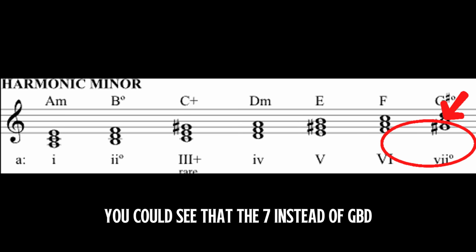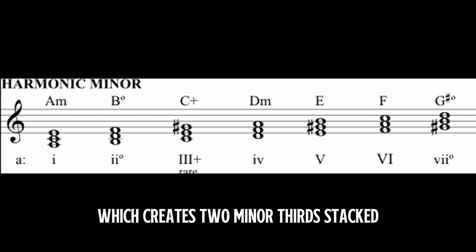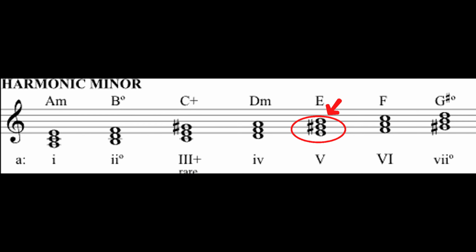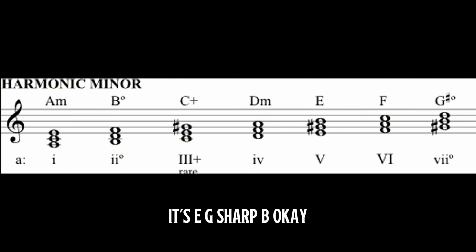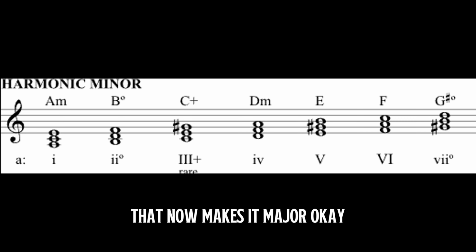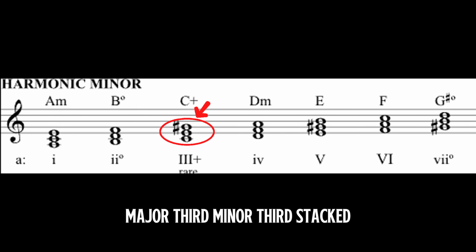Okay, but like I said, whenever you change notes in a scale, you've got to change the notes in a chord. So any triad that had a G in it, we're going to make it G sharp. Okay, so if this is getting understood, you could see that the 7, instead of G, B, D, is now G sharp, B, D, which creates 2 minor thirds stacked, which makes this chord diminished. You could see that the 5 chord is not E, G, B anymore, it's E, G sharp, B. Okay, that now makes it major, because now we have different intervals of major third, minor third stacked.